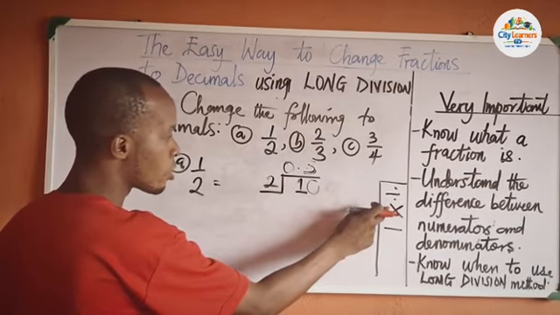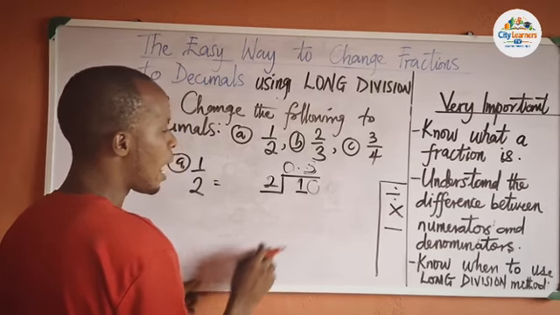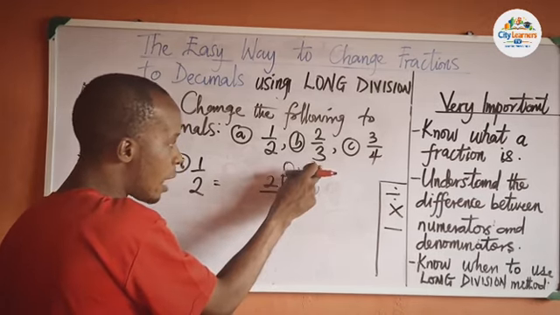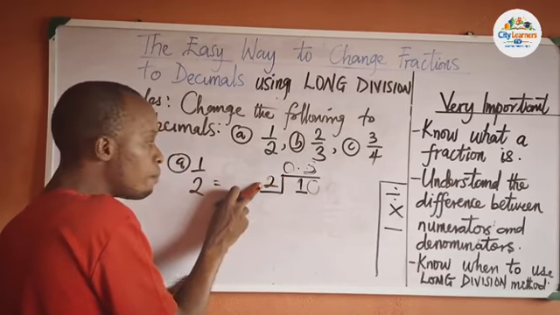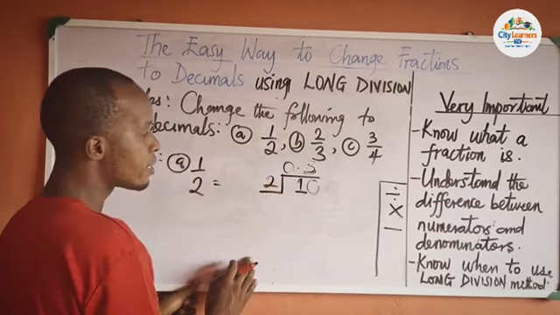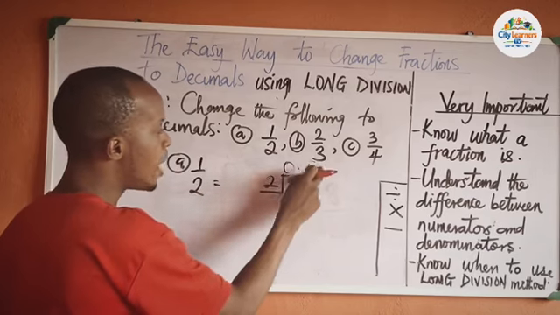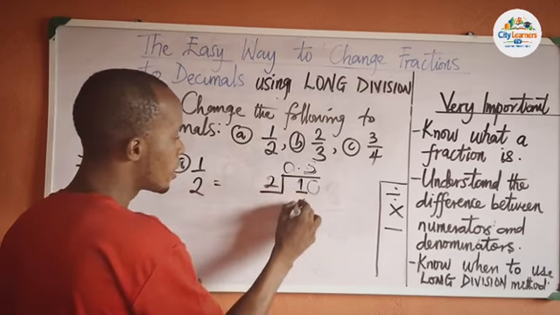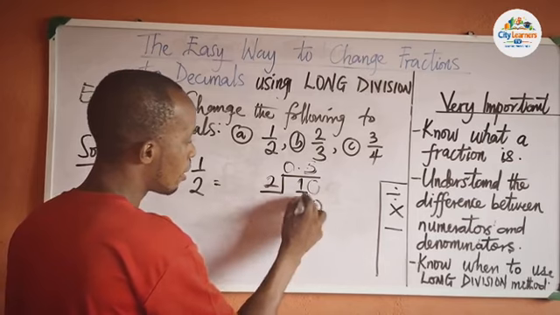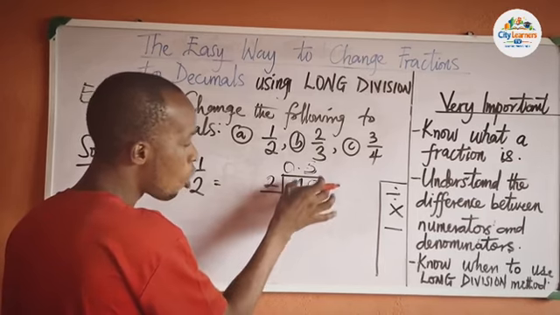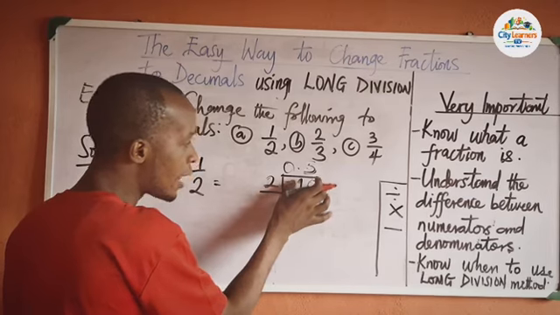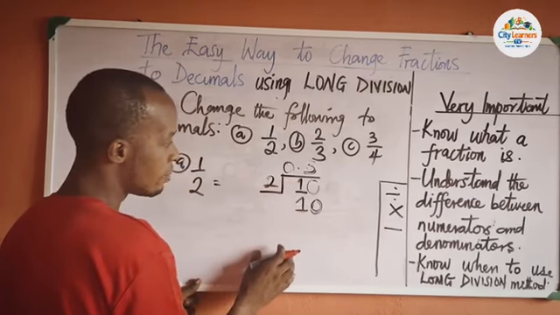I move to multiplication. What should I multiply? I multiply my new answer by the number I am using to divide. What does that mean? 5 multiplied by 2. That gives me 10. And I write my 10 under the number I have inside already.